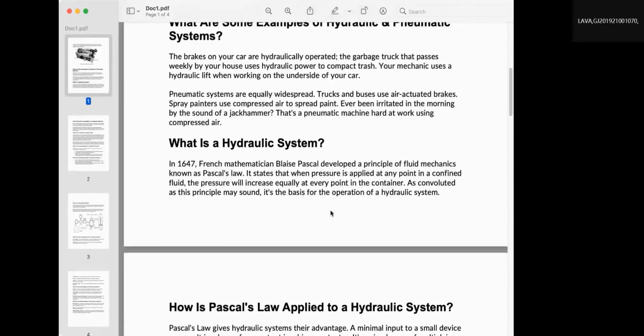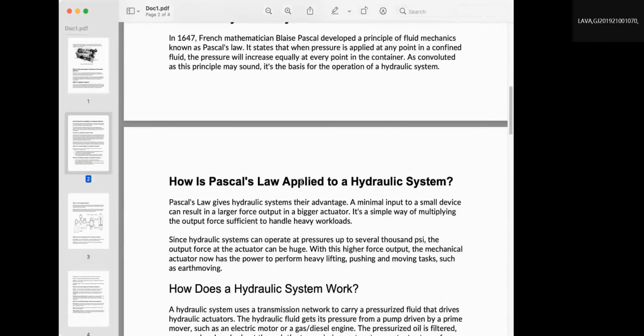So right now I will introduce the hydraulic system. In 1647, French mathematician Blaise Pascal developed a principle of fluid mechanics known as Pascal's law. It states that when pressure is applied at any point in a confined fluid, the pressure will increase equally at every point in the container. As convoluted as the principle may sound, it's the basis of operation of hydraulic systems.